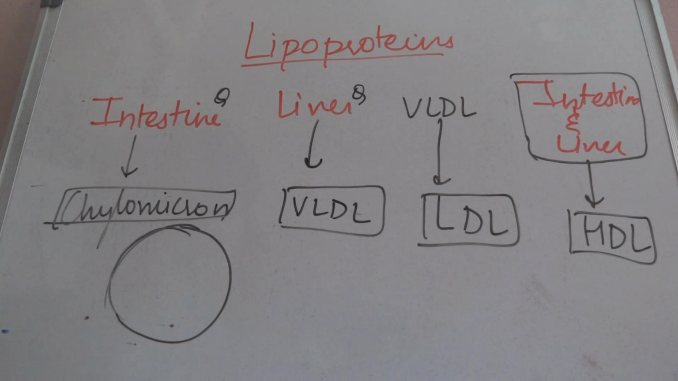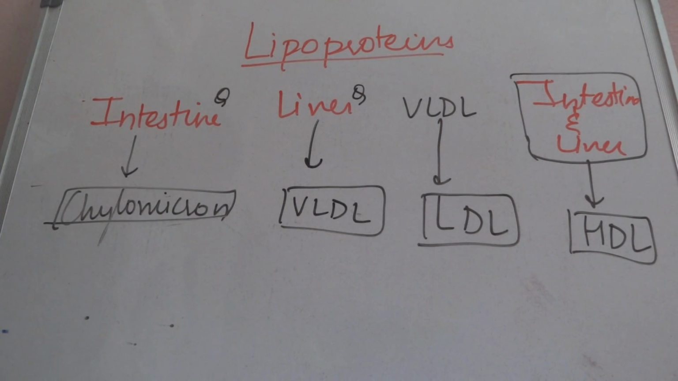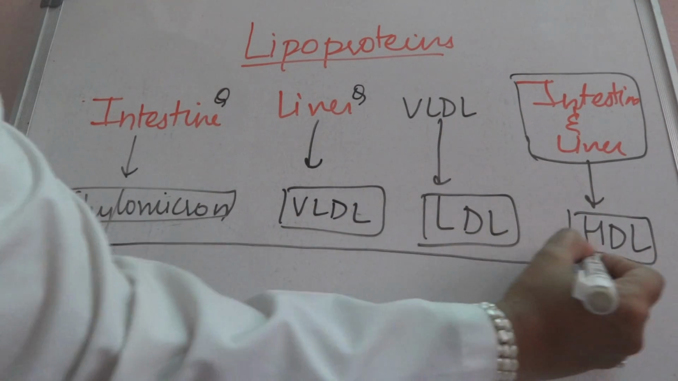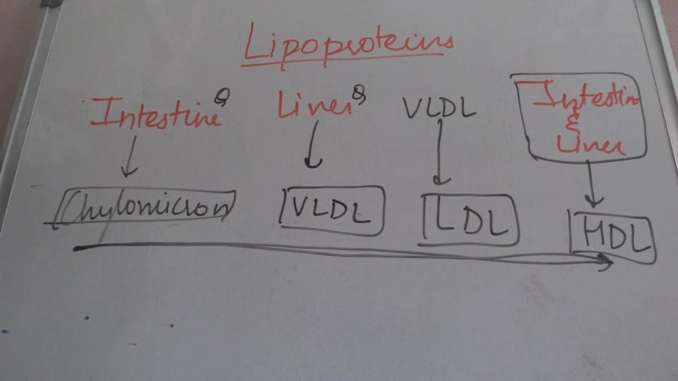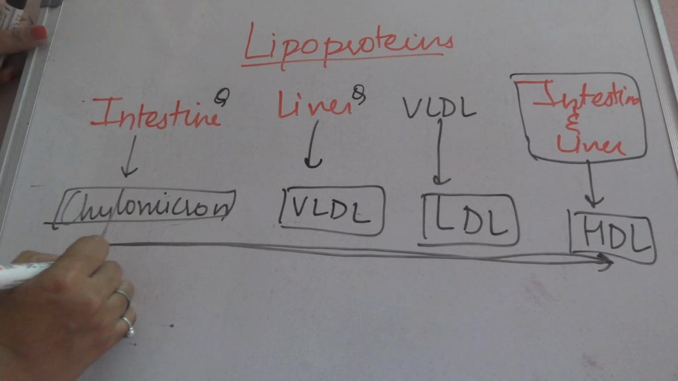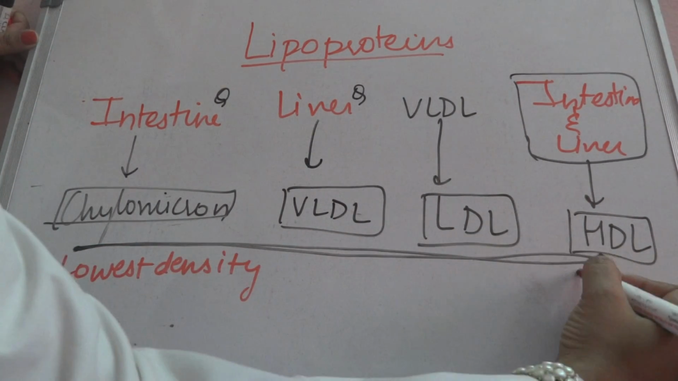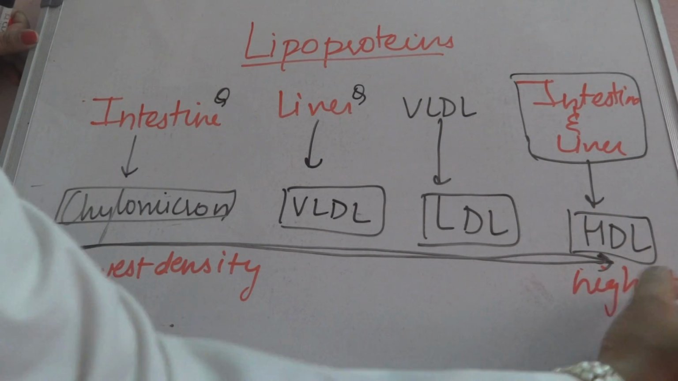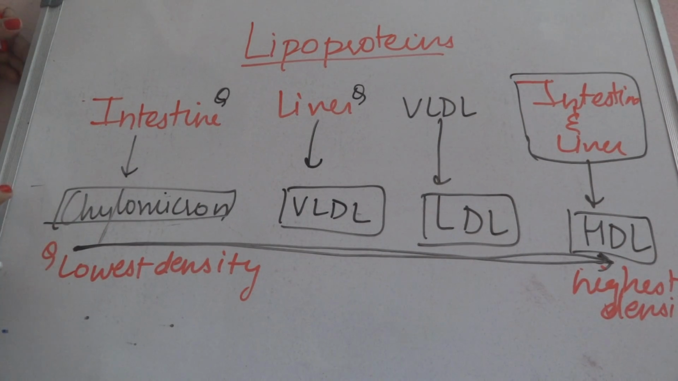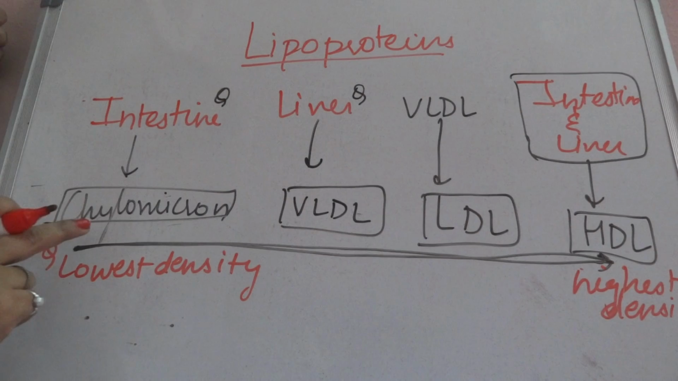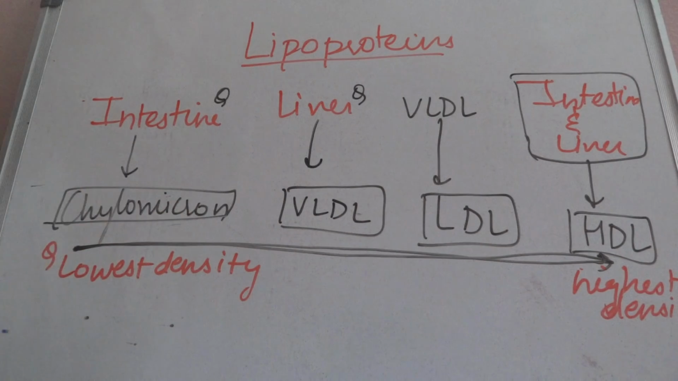As I told that the chylomicron is big in structure, and as we go this way from chylomicron to HDL, the density increases. So it is lowest density and this becomes highest density. So the density is increasing. This is also one MCQ. So chylomicron has low density, HDL has high density. So chylomicron has least density, HDL has highest density.